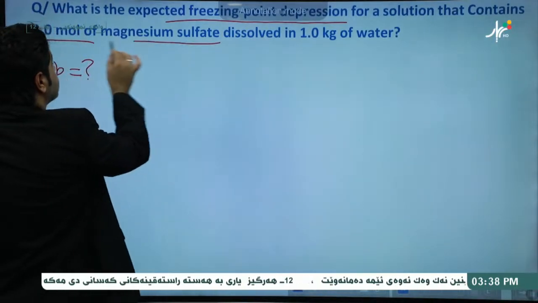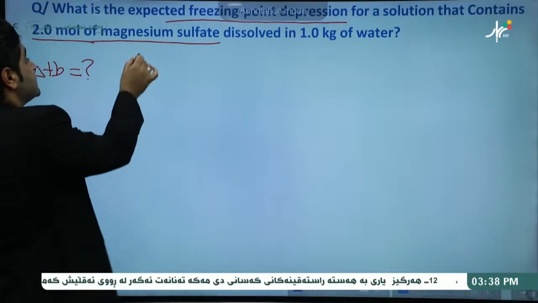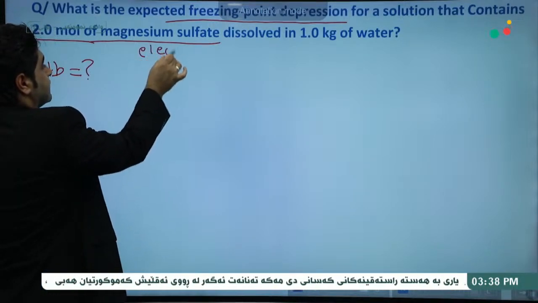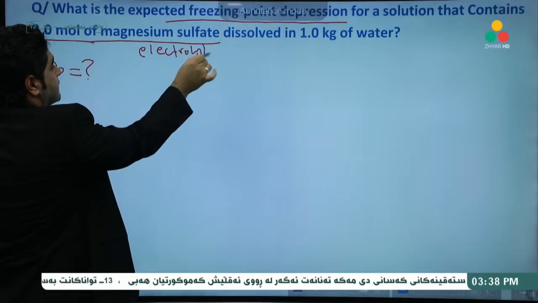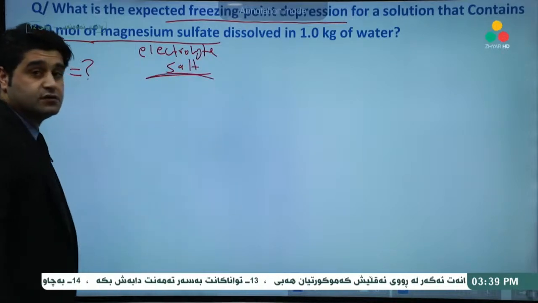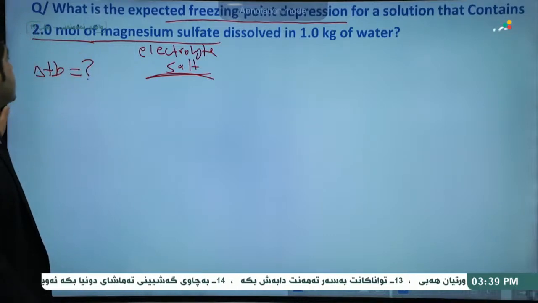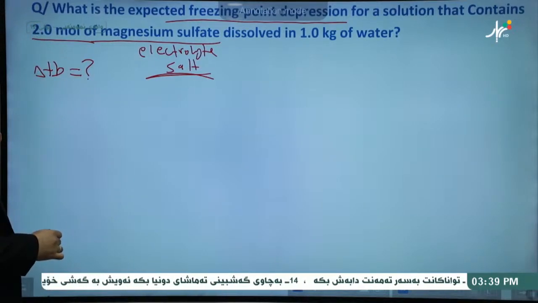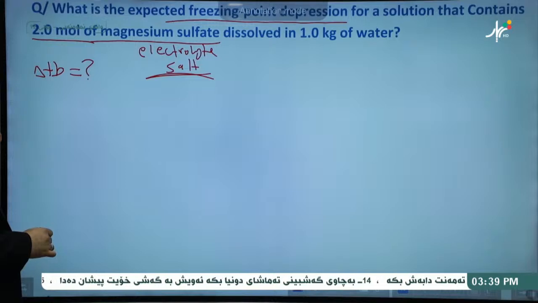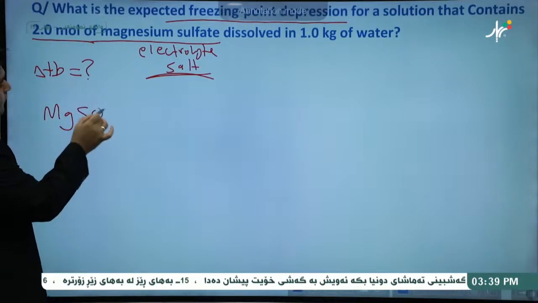That's the solute, so identify whether the solute is electrolyte or not. It's an electrolyte, it's a salt. So we have to write the equation of the dissociation reaction of magnesium sulfate. This is magnesium sulfate, MgSO4.